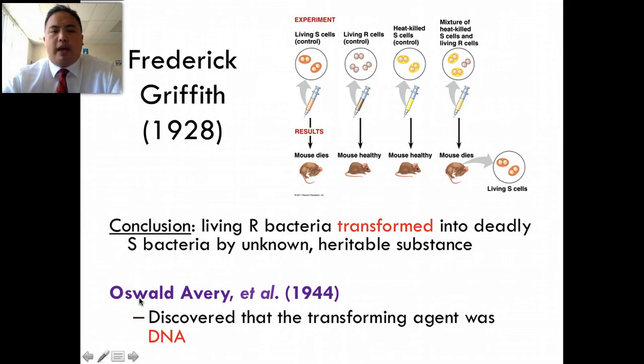The next famous experiment is by Oswald Avery, and he discovered that the thing that was transforming these S cells, the thing being passed down, was DNA. DNA was the molecule that is passed down from parent to offspring. Before, they didn't know if things were passed down or not, and now they knew something was passed down, and that it was DNA.